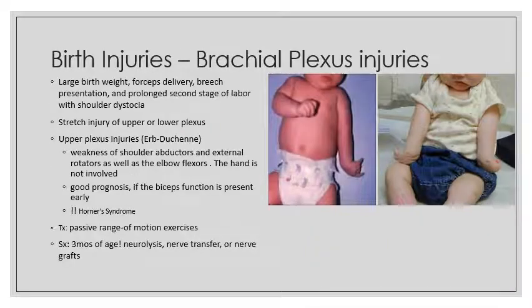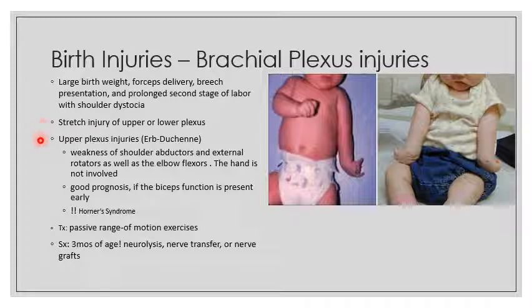So birth injuries, particularly brachial plexus injuries, occur in around 2 births in every 1,000. They're particularly related to large birth weight, forceps delivery, breech presentation, or a prolonged second stage of labor with shoulder dystocia. So I think you just finished your OB module. You should be quite familiar with this one. Basically, this is a stretch injury of the upper or lower plexus.